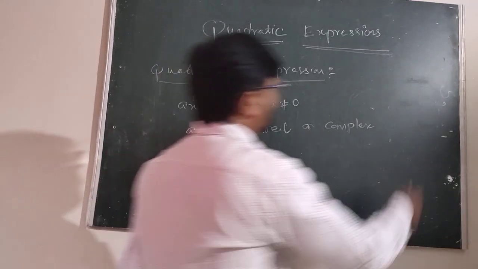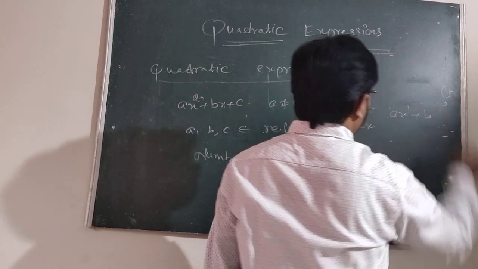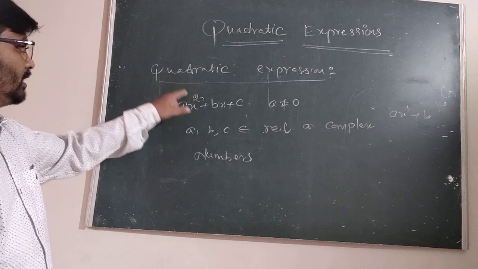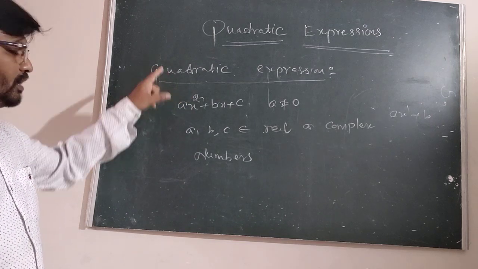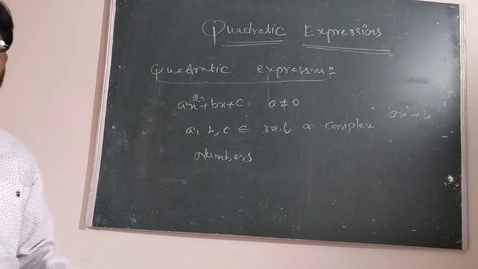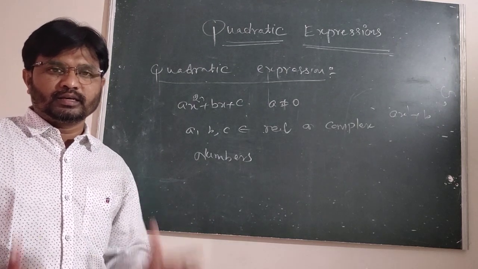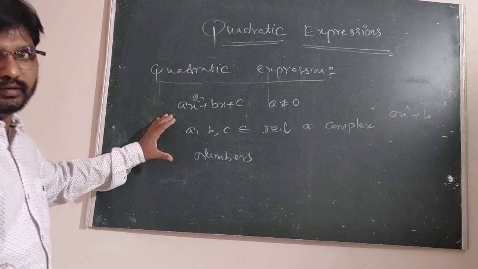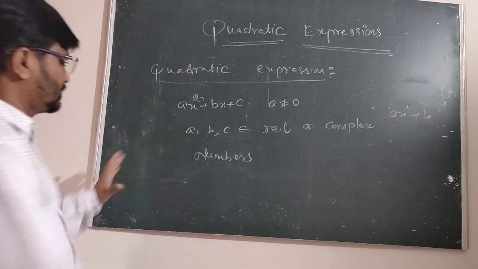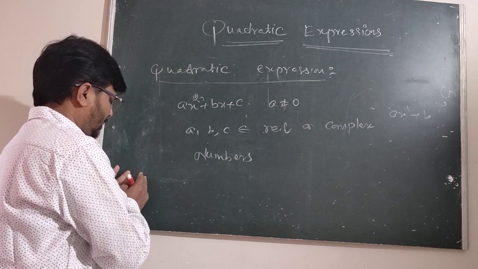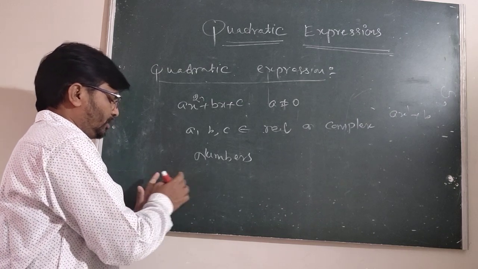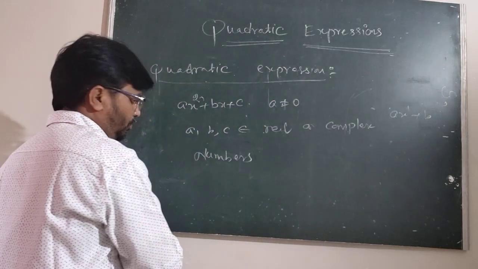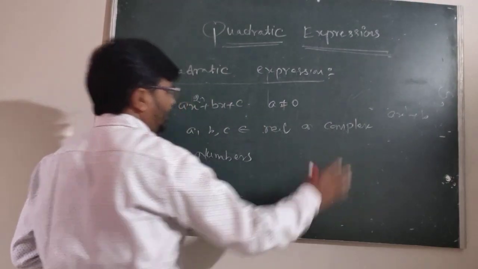If the degree of the expression is 1, then it is called a linear expression. If the degree is 2, it is called a quadratic expression. If the degree is 3, it is called a cubic equation. If the degree of the expression is 4, it is called a biquadratic equation. After that, we can discuss the polynomial. Suppose you take a0 into x power n, a1 into x power n minus 1 and so on, up to an. The degree of the polynomial in this case is n.